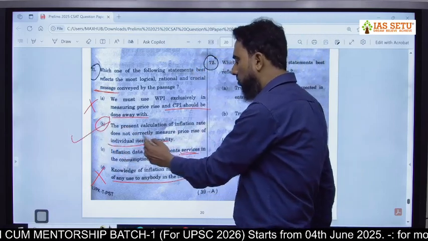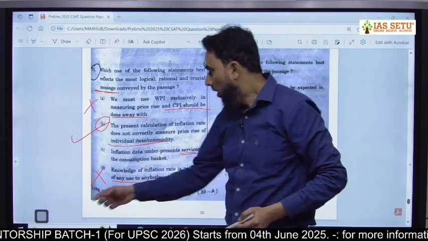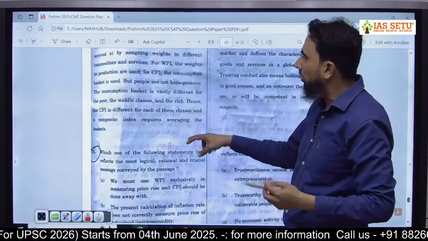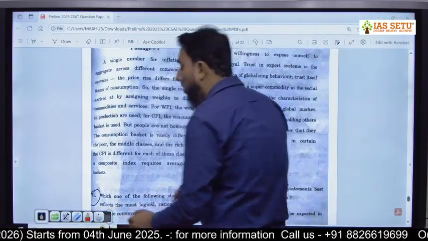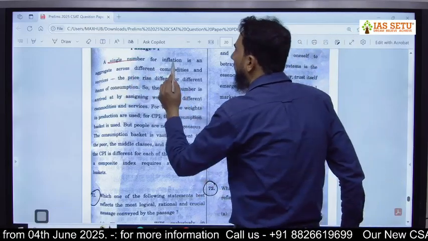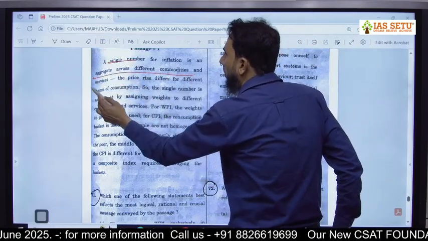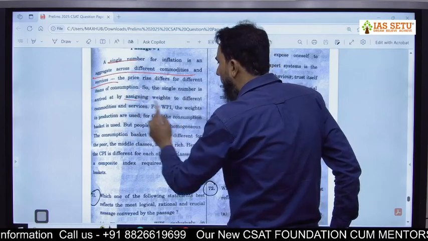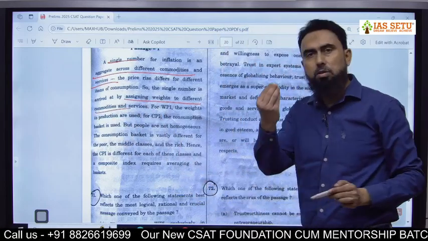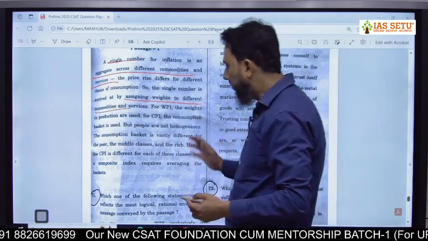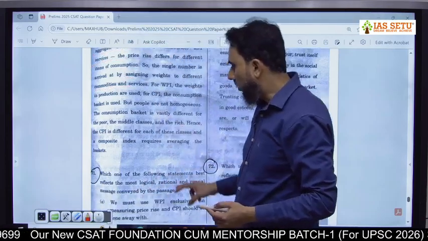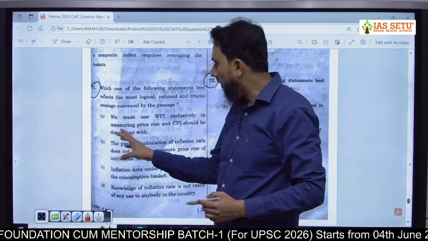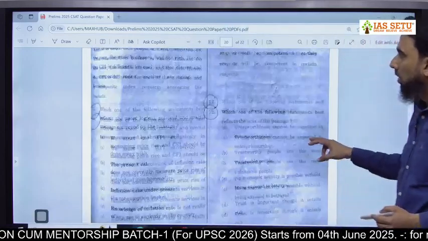Present calculation of inflation rate does not correctly measure price rise of individual item, because it is kind of aggregate, it takes the average. So the individual items are not represented directly. It says a single number is an aggregate across different commodities and services. The price rise differs for different items of consumption, so the single number is arrived at by assigning weights to different commodities. So actually it is the representation of the whole in a way, and that's why it does not correctly represent a single item. Hence the correct option should have been B. B for Bombay, second option. That was question number 71.